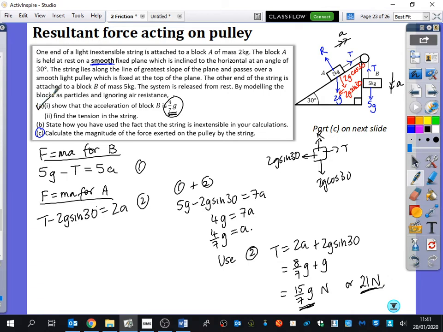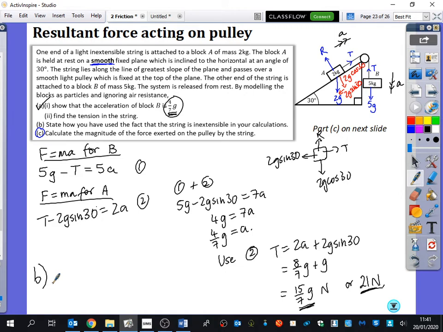State how you've used the fact that the string is inextensible in your calculations. So what does inextensible string actually tell me? How have I used that in my calculations? No, when it says it's inextensible, it means that it doesn't stretch. It doesn't mean that it will always have tension in it, because it just means that it doesn't stretch. Good, it means they have the same acceleration.